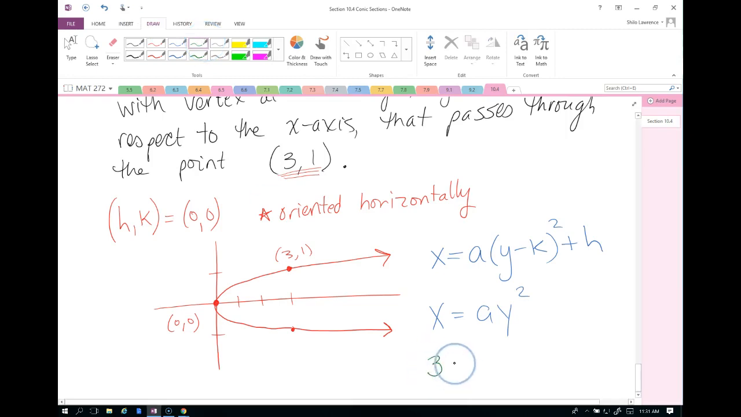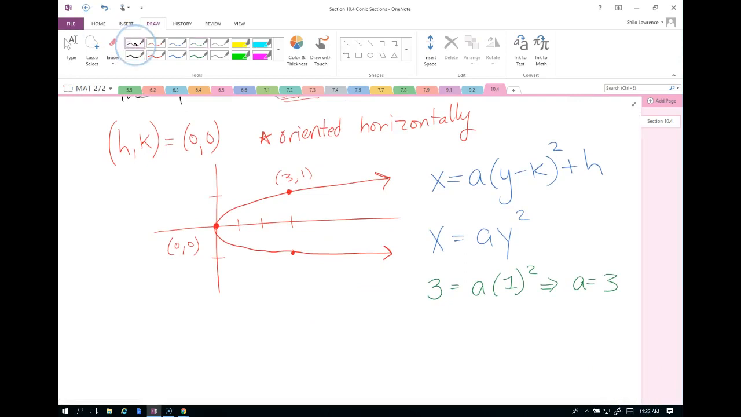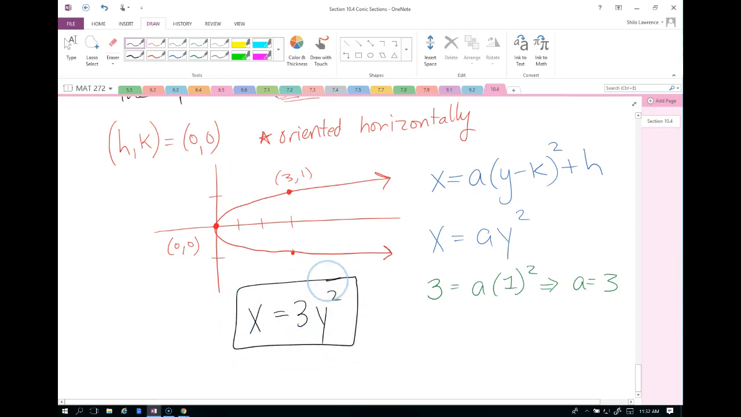So when x is 3 from that point, y is 1. Well, 1 squared is 1, and then a times 1 is just a. This means that a has to equal 3. And we get the equation x equals 3y squared. And notice that we got a positive value back for a, which confirms what we got on our drawing, that a had to be positive because it was opening to the right.